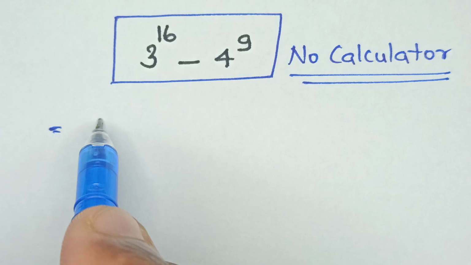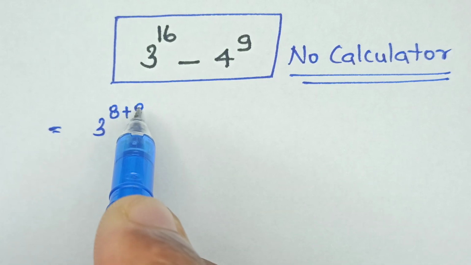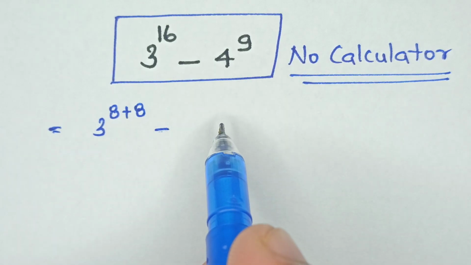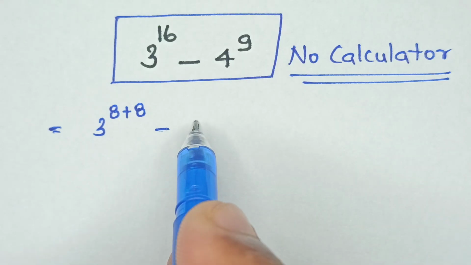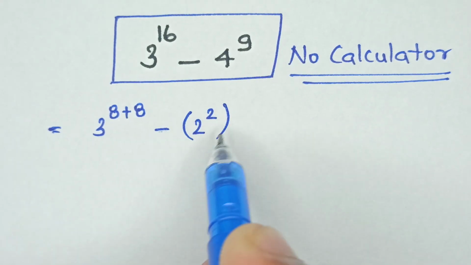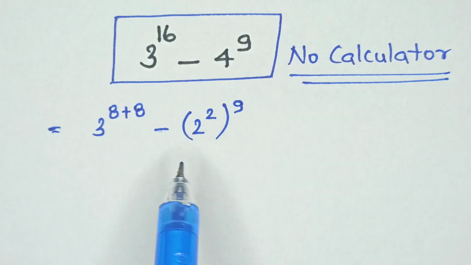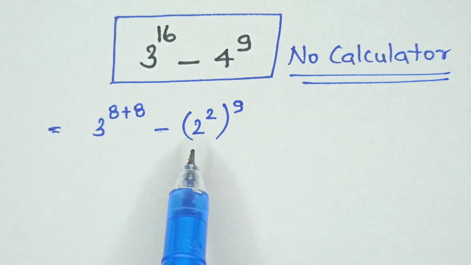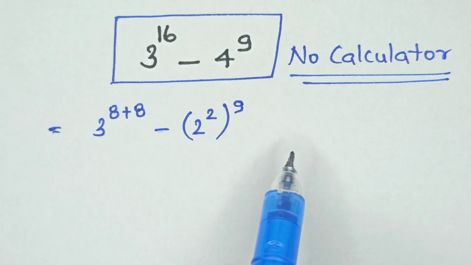So first of all, what I'm going to do is I'm going to bifurcate this power over here. So the 16 here can be written as 8 plus 8, and this 9 here, in place of 4 I'll write this as 2 raised to the power 2 multiplied by 9. So as you can see, the very first step that I've done is kind of bifurcated the powers here.